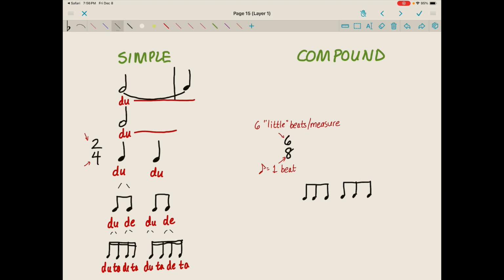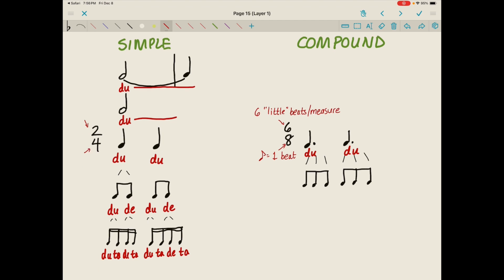So once we know that our 6 eighth notes represent 1 measure's worth of subdivided or little beats, we can know that a dotted quarter note is going to be our big beat or pulse note in 6/8 time, and we're in compound duple meter because of that. There are 2 big beats in each measure. Okay, so we know that these dotted quarter note beats will be our do's because they represent 1 big beat.